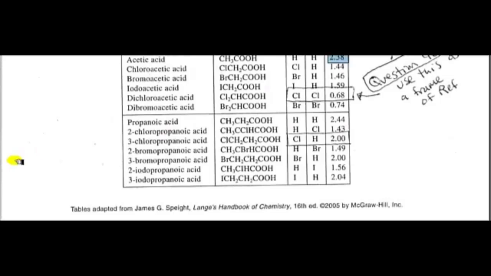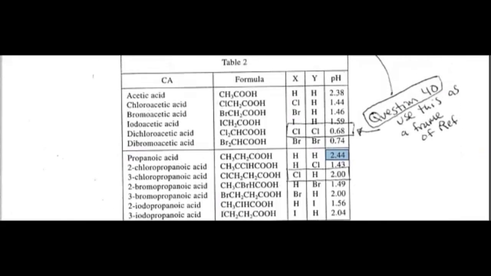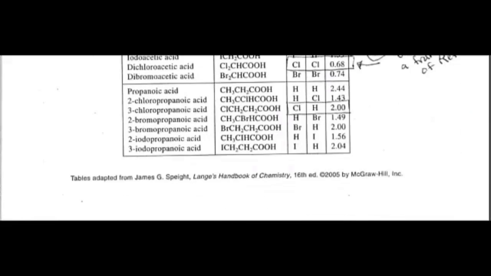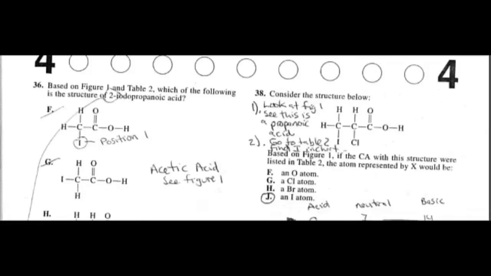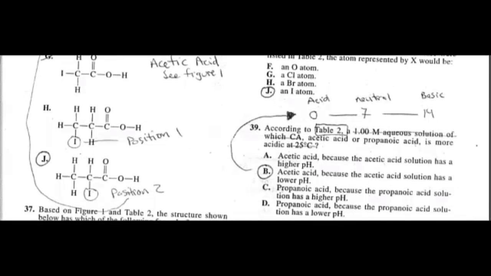Now we'll compare that to propanoic acid here, and we'll see the pH on this one is 2.44. So right away you can see that acetic acid has a lower pH, which means it is more acidic. The correct answer, therefore, when you throw it into the scale, acetic acid will be closer to 0, and therefore acetic acid is the correct answer.